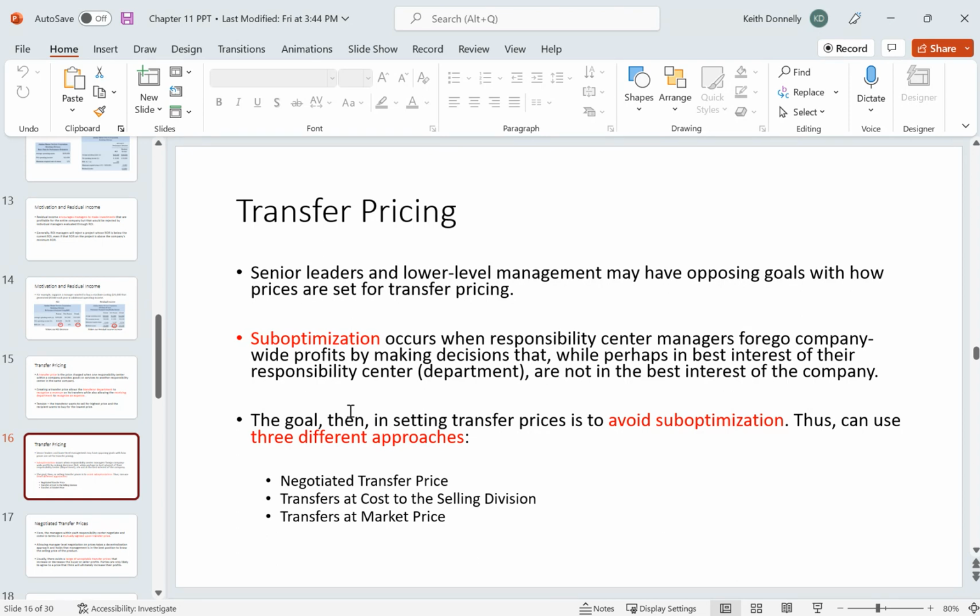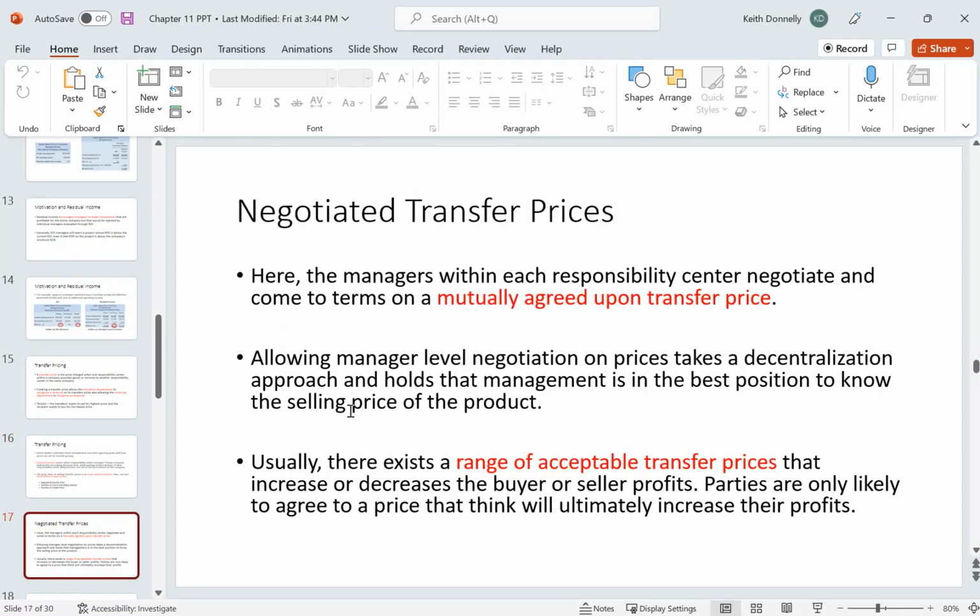So if our goal is to avoid sub-optimization, we can use a few different approaches towards this end. We can have negotiated transfer prices, we can transfer at cost, or we could transfer at the market price. So let's look at these here. Right, so negotiated transfer price, the basic idea here is we just let the two divisions go at it. You see if you can come together on a mutually agreed upon transfer price. And the idea with this is you allow manager level negotiation on prices.